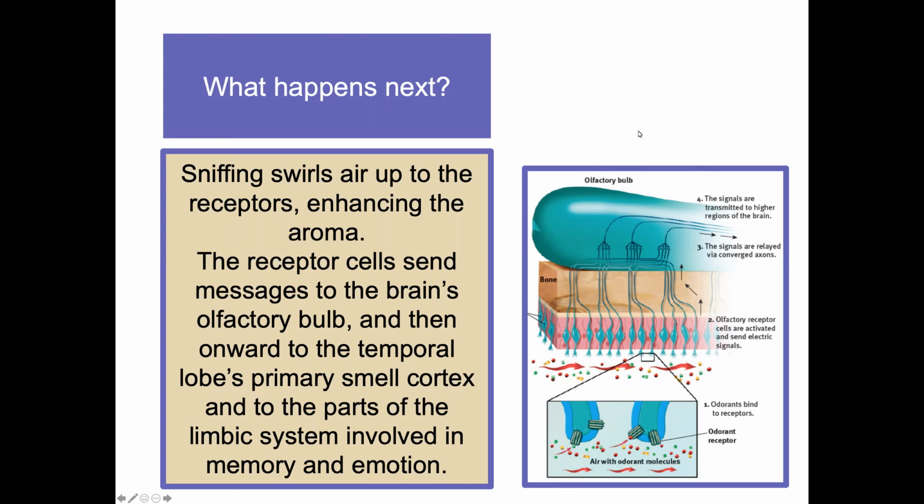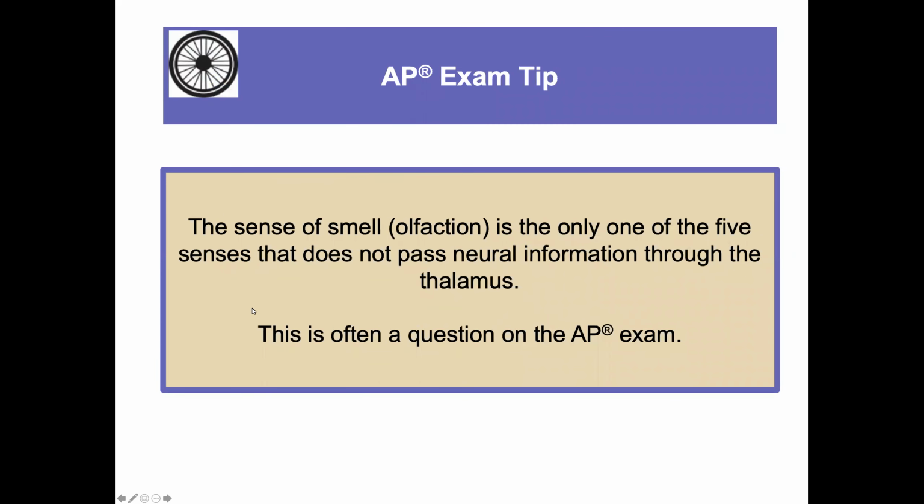Fascinating process. So here's a little bit of an AP exam tip. The sense of smell, olfaction, is the only one of the 5 senses that does not pass through that sort of relay system, the thalamus that we talked about. It does not pass neural information through the thalamus. This is often a question on the AP exam. So the sense of smell is different than the others, probably due to something with our evolutionary past. It was one of the first most important senses, and sort of preceded the high development of our cerebral cortex. And so the process is a little bit different for our sense of smell.